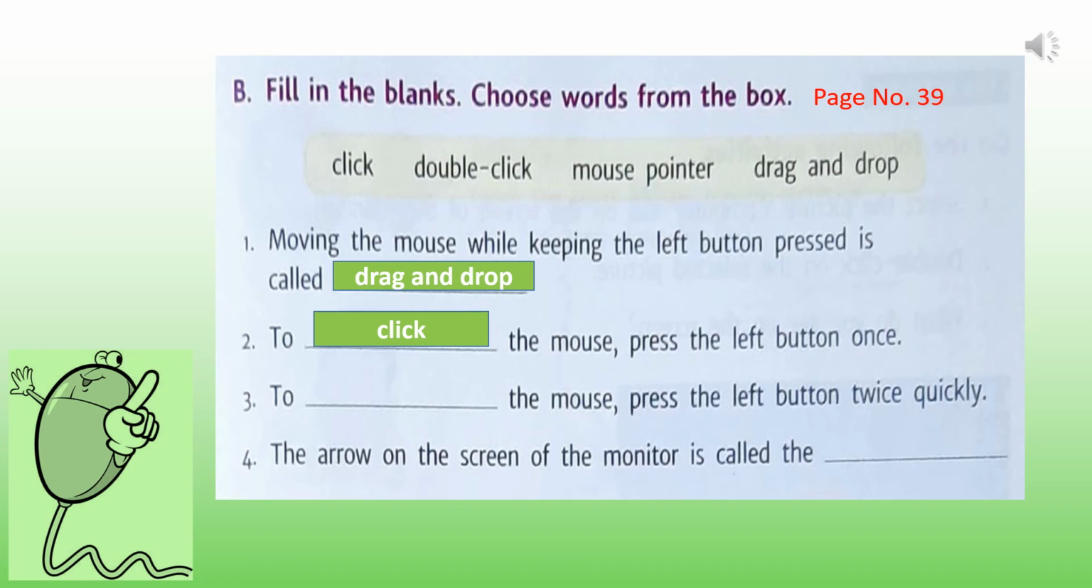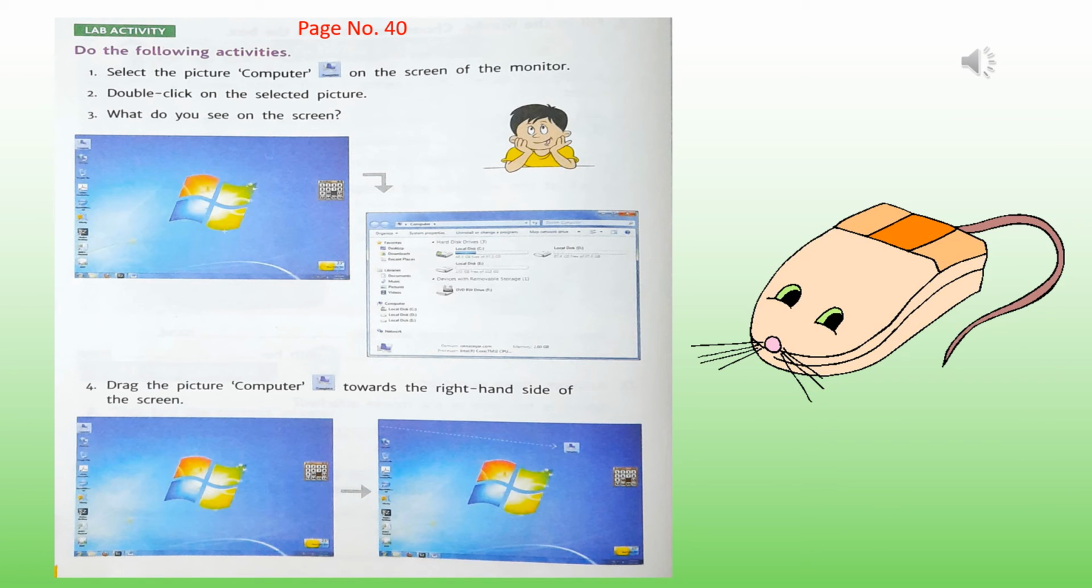The third question is, to double click the mouse, press the left button twice quickly. The arrow on the screen of the monitor is called the mouse pointer. There is one more activity which has been given on page number 40. You can try that out on your computer.